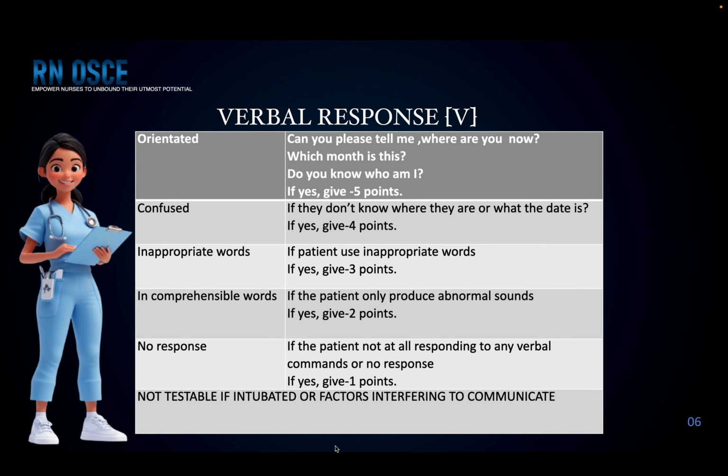If no response, that means the patient is not at all responding to any verbal commands, you can give 1 point. In this also, it is not testable if the patient is intubated or has factors interfering with communication. If the patient has any disability to communicate, this test is invalid. Am I clear so far?